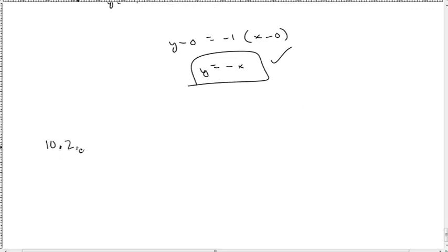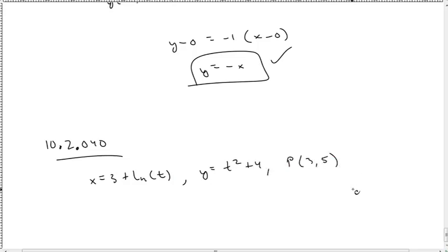Okay, 10, 2, 0, 4, 0. I have x is equal to 3 plus ln of t. I got y is equal to t squared plus 4. And they say that I need to find the equation of the tangent line at point 3, 5. So still the tangent line stuff.